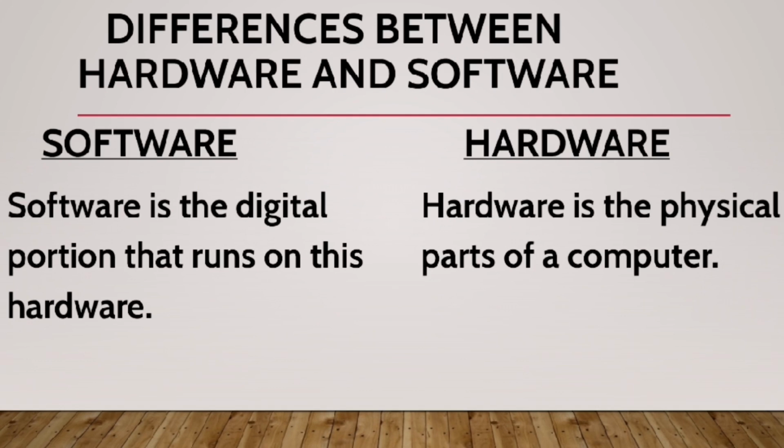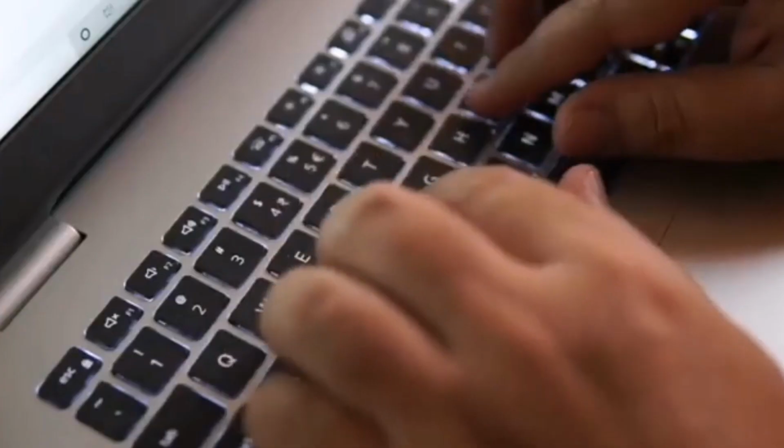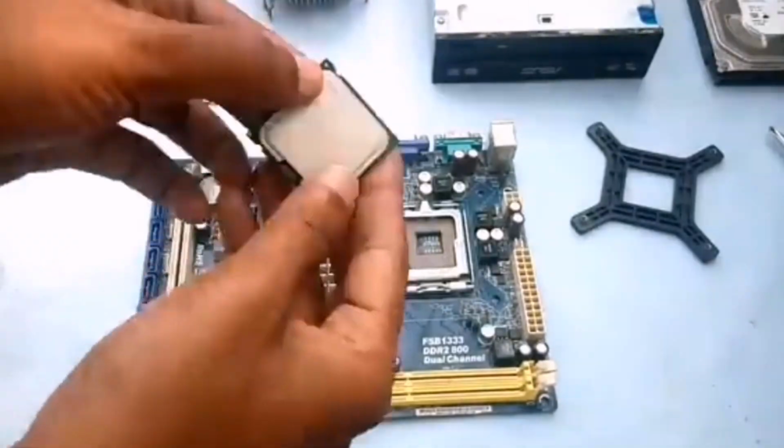Hardware is the physical part of a computer. Hardware is any element of a computer that's physical. It means that hardware can be touched or seen. This includes things like monitors, keyboards, and also the inside of devices like microchips and hard drives.